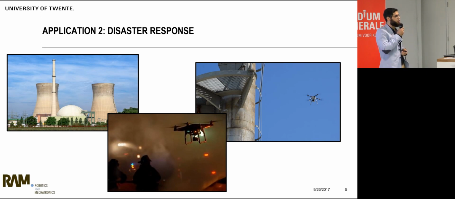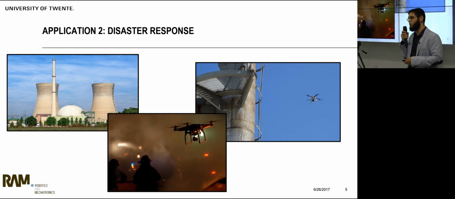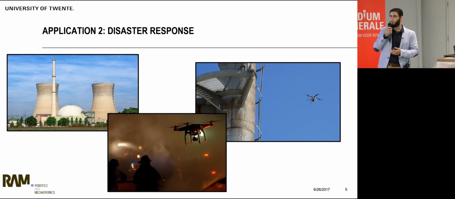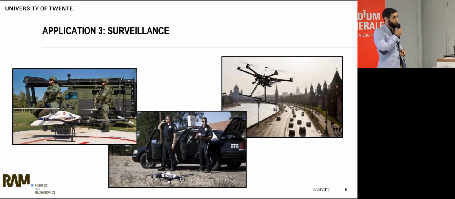Another application of drones in the civilian sector is disaster response. In the Fukushima nuclear disaster in 2011, 6 years ago, drones were deployed just after the accident to gather imagery of the scene, to inspect what's going on there, because humans cannot go into these dangerous places. And moreover, drones are used for firefighting, and they are also used for chemical plant inspection, and for wildfire management. Another application for drones, which is widely used, is surveillance.